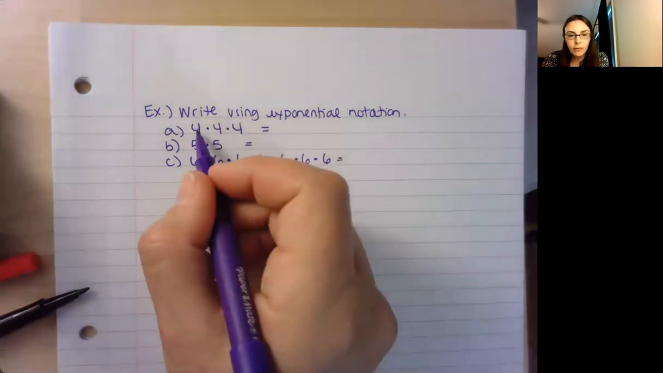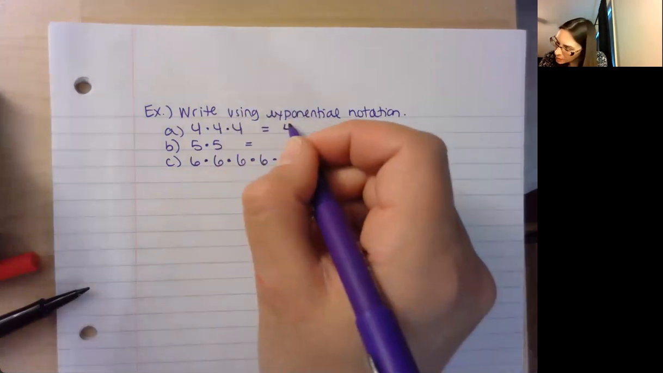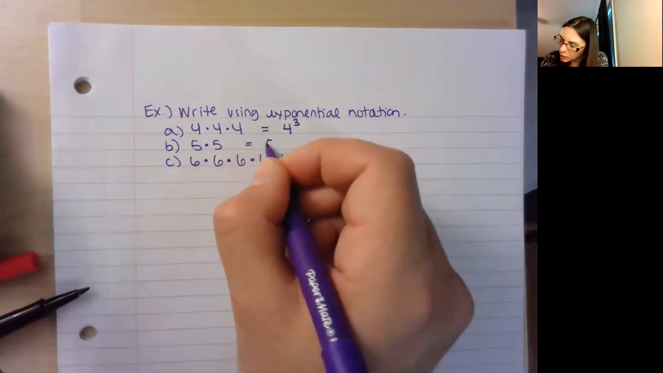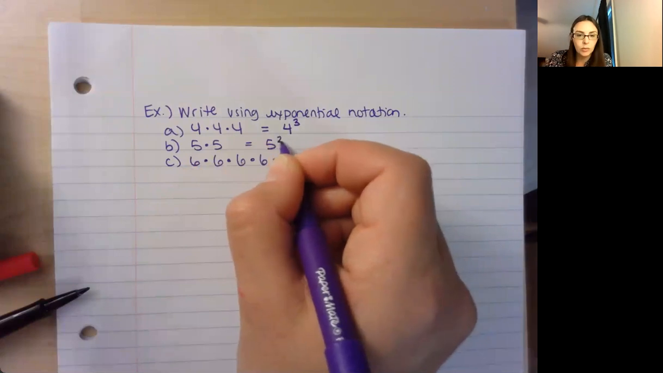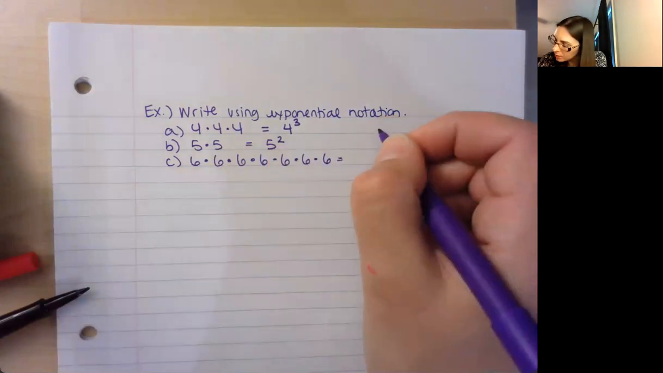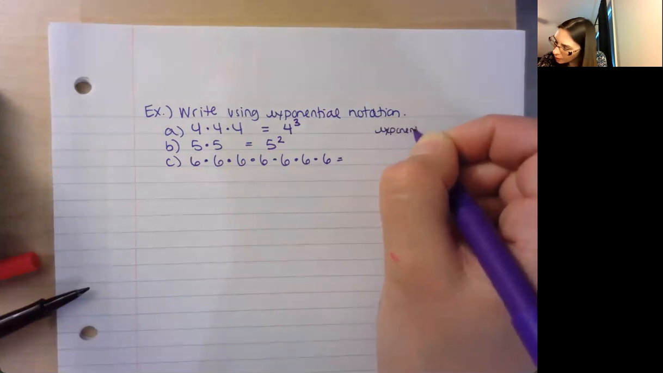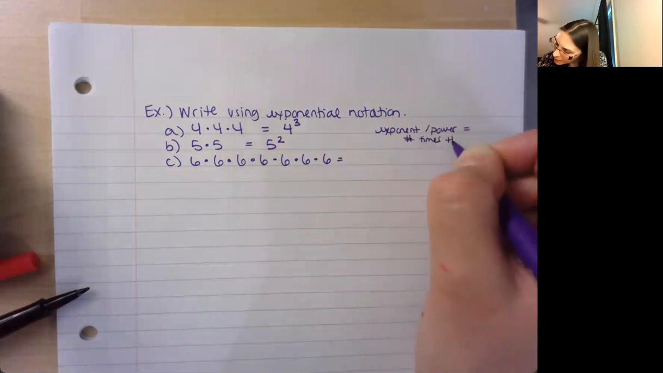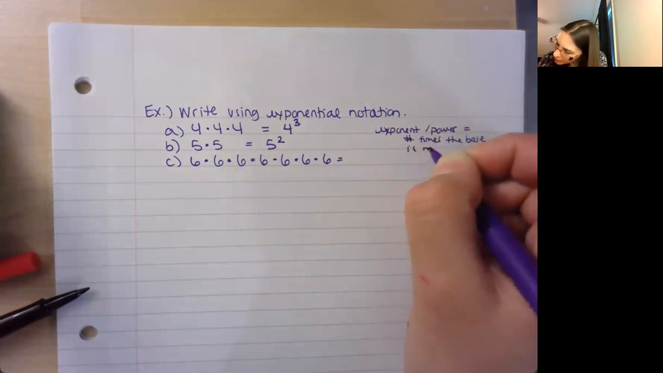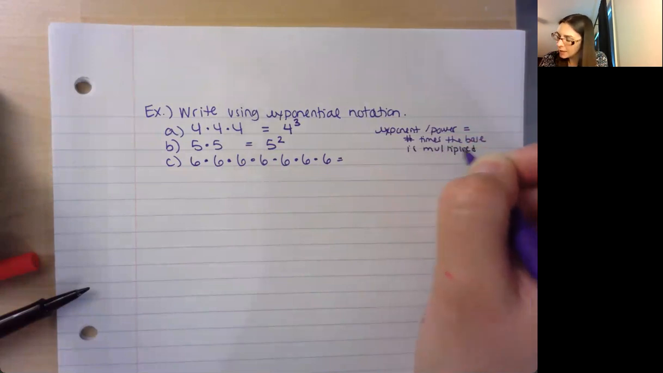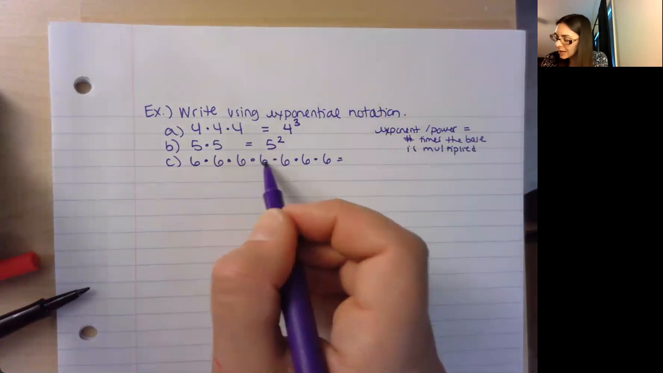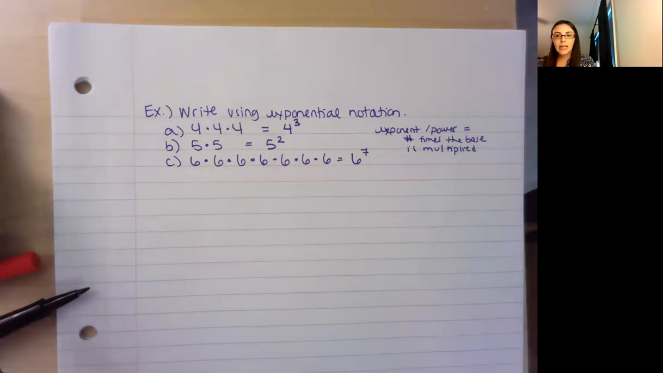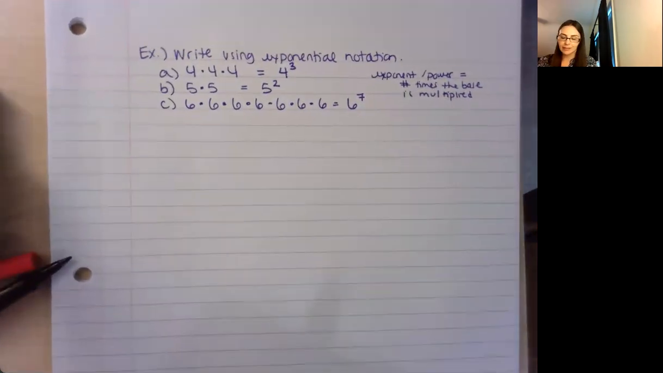So here I have 3 4s. My base is 4. My exponent is 3. Here my base is 5. I have 2 5s, so my exponent is 2. So remember, your exponent or your power is the number of times the base is multiplied. Here I have 1, 2, 3, 4, 5, 6, 7 sixes, so 6 to the 7th power. Okay. So again, it's just sort of a lazy way to write multiplication.